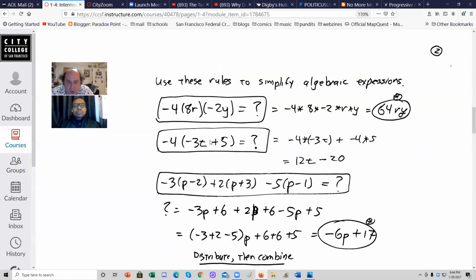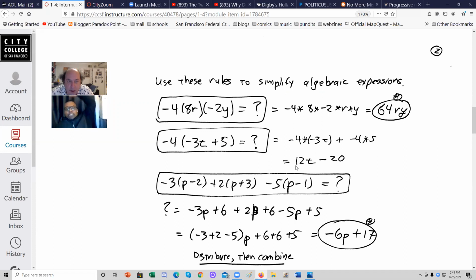You have negative 4 times (negative 3t plus 5). Now here the idea is we distribute the negative 4 over these two terms. So you get negative 4 times negative 3t here, plus negative 4 times 5 here. Okay, this multiplies out to 12t. This multiplies out to negative 20.